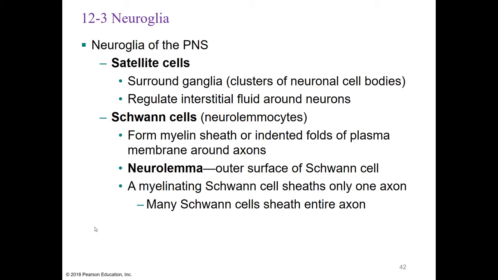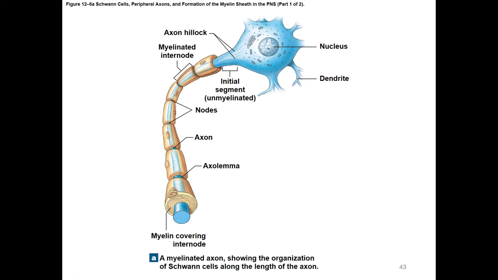The neurolemma is the outer surface of the Schwann cell, and a myelinating Schwann cell can sheath only one axon. So it takes multiple Schwann cells to sheath an entire axon. So let's take a look at that. Here is a neuron with its axon very clear here. And you can see that each one of these little units, so there's one, there's one, there's one, and so on, each of those is an individual Schwann cell. And the Schwann cell wraps around and around with its whole body, so it kind of reminds me of a little cellular hug around this axon.